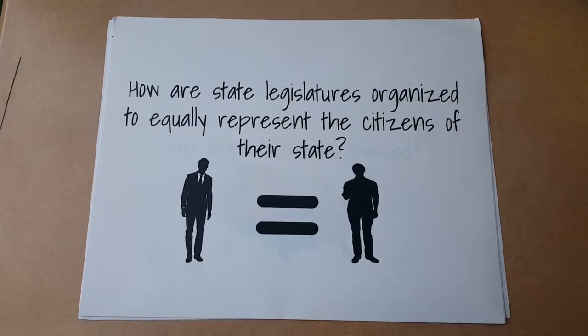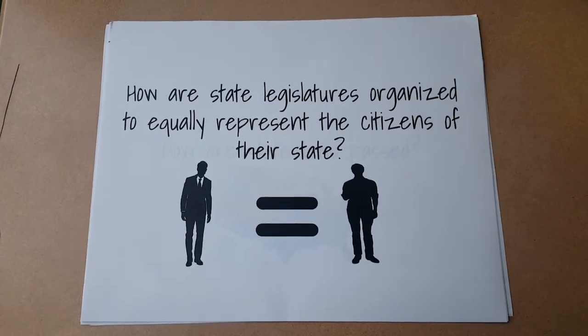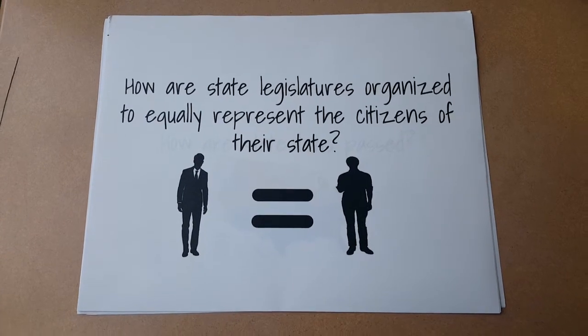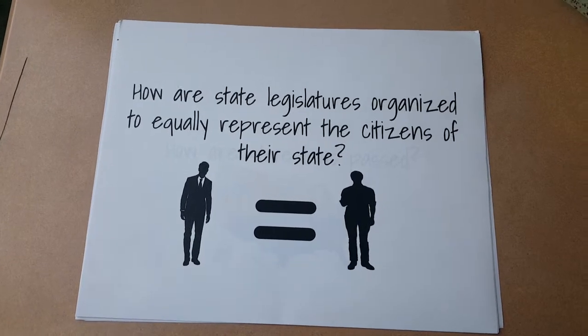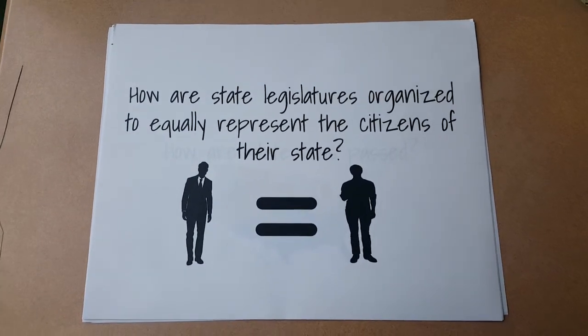How are state legislators organized to equally represent the citizens of their state? Citizens elect lawmakers or legislators who pass laws on their behalf. These lawmaking bodies are organized to represent all citizens equally.